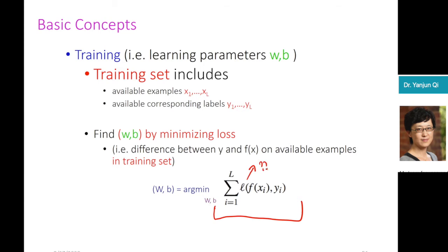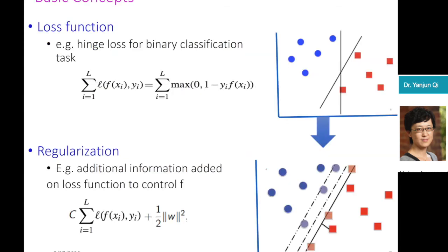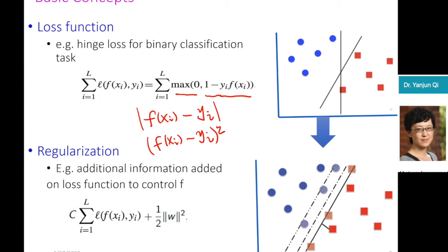There are different kinds of L functions. Just to give you an example, something called hinge loss, which we're going to cover later. It's a really weird form, but there's a reason behind it. The simplest can be f(xi) minus yi, taking an absolute value, or taking a quadratic, but there are also other kinds with a more special form, like some kind of max function upper bounding it.